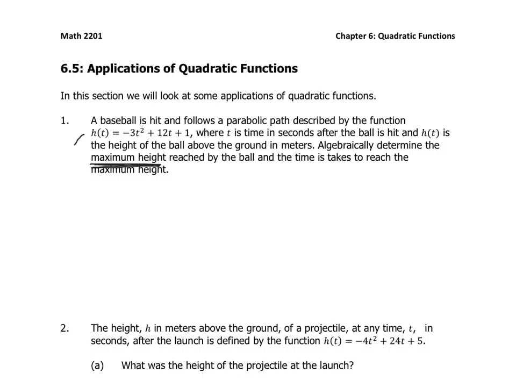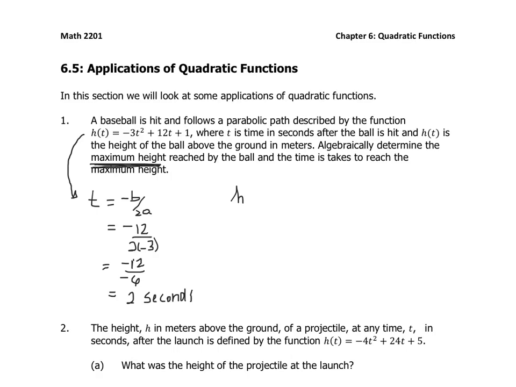This equation is written in standard form, so we can use t equals negative b over 2a to help us find the time, or the x-coordinate of the vertex. Negative b in this case is negative 12, over 2a, which is 2 times a negative 3, which is negative 12 over negative 6, which is 2. So it takes 2 seconds to reach the maximum height.